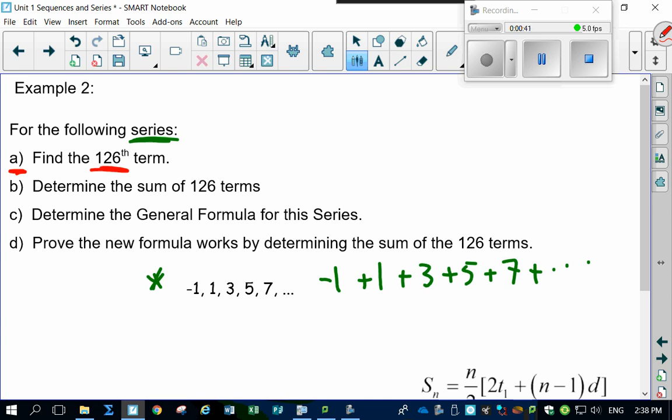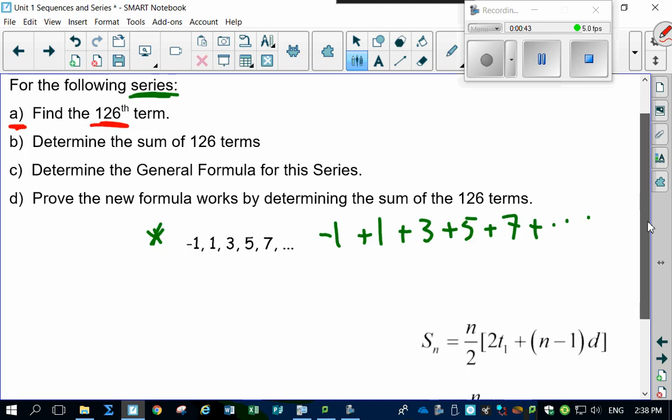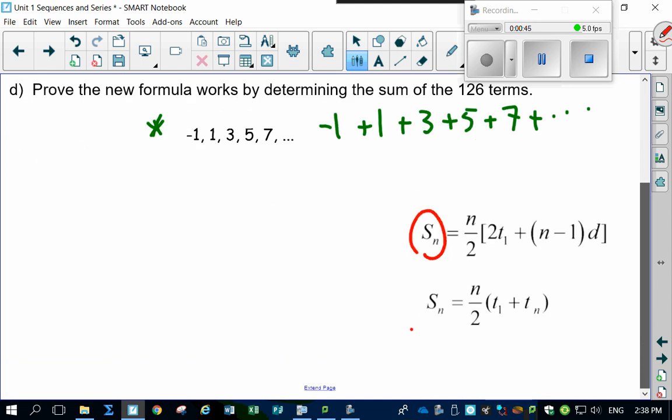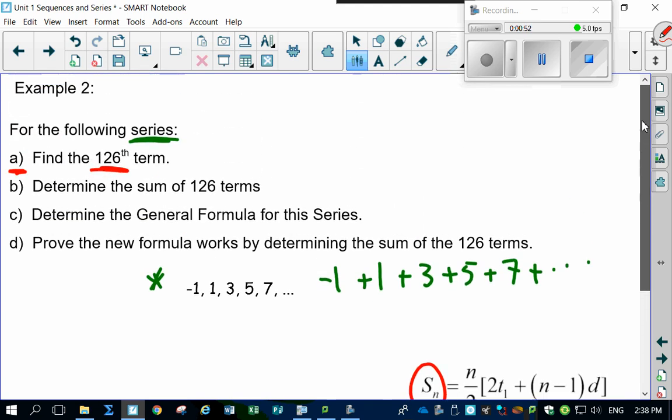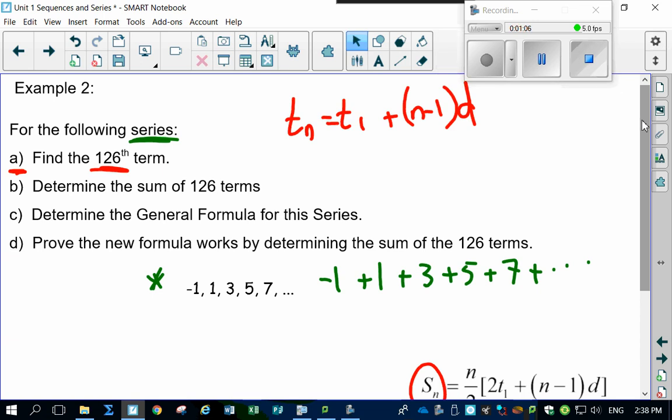Wait a second. All of these brand new formulas that I have here are formulas to determine the sum. It's not to determine a term. Don't I have a formula that I can use to find a term? Of course we do. Tn equals T1 plus n minus 1 times d. Of course we have a formula that helps us work this out. Okay, perfect. Let's use it then.